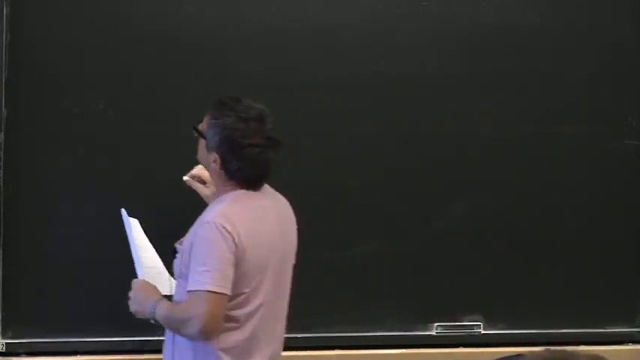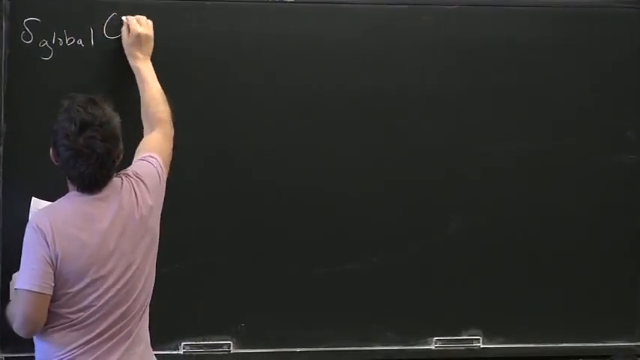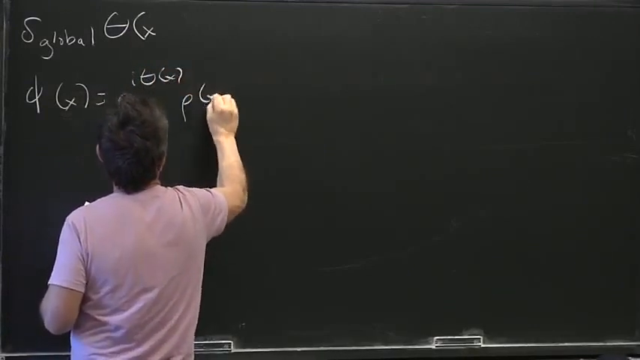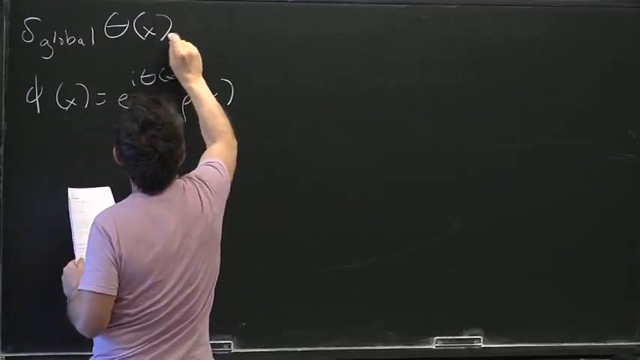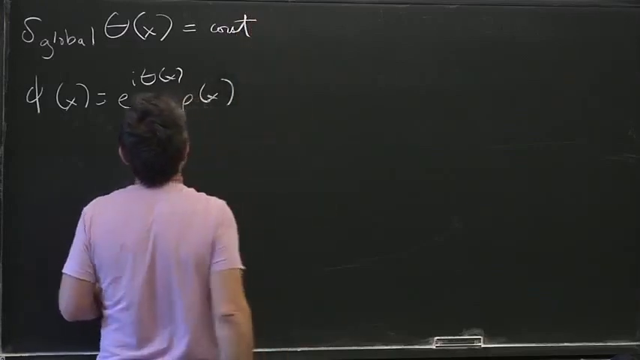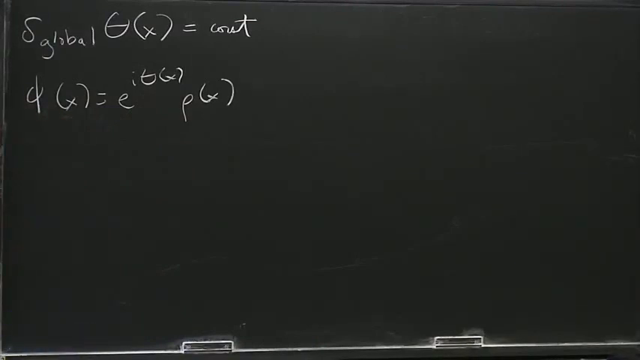Another way of saying that is that if we take the global symmetry, delta global of theta of x, we can always write phi of x is e to the i theta of x rho of x, and delta global of theta of x is equal to a constant. And delta global of rho is equal to 0. So the signature of a Goldstone boson is that it gets an inhomogeneous shift under whatever the symmetry is that is being spontaneously broken.